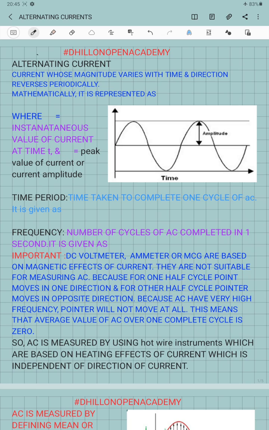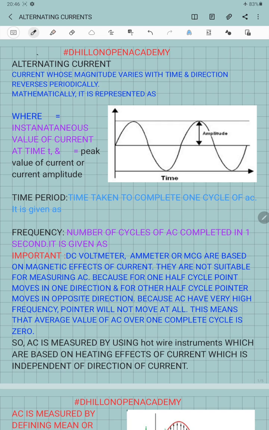In this chapter, we will be discussing alternating current and its effect when it passes through different components like resistor, capacitor and inductor. So what is an alternating current? A current whose magnitude varies with time and whose direction reverses periodically is known as alternating current.